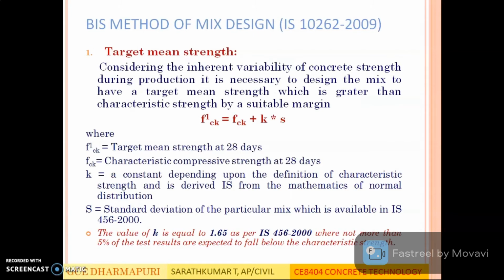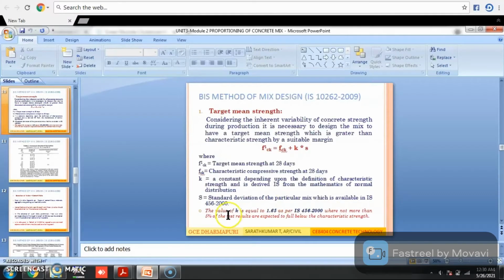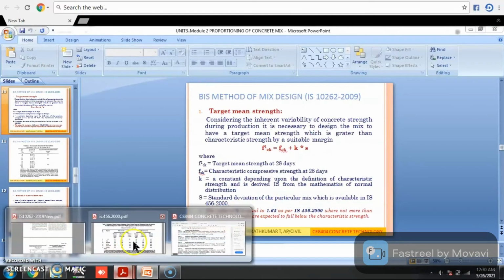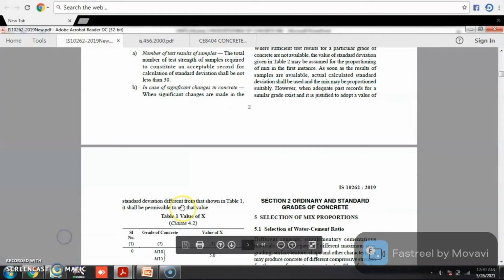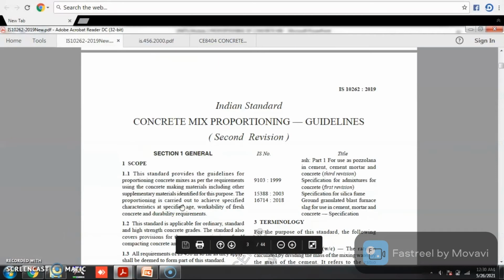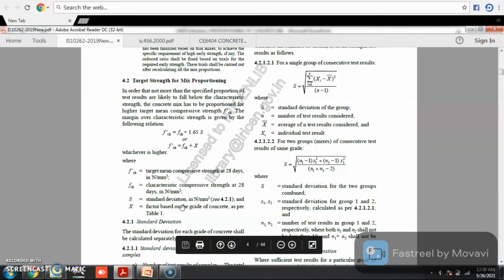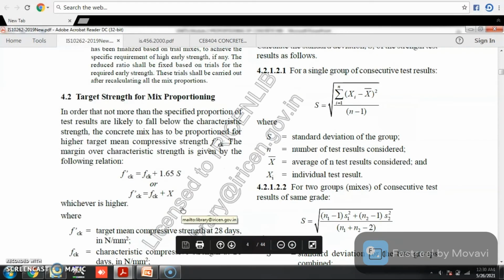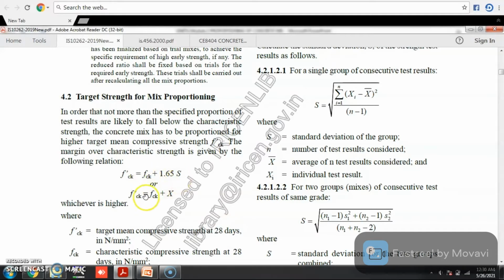So the first step is target mean strength. We will go directly to IS 10262 and see how to calculate the target mean strength. For calculating the target mean strength of concrete, there are two formulas. One is FCK plus 1.65S and another one is FCK plus X. It is given in 4.2.